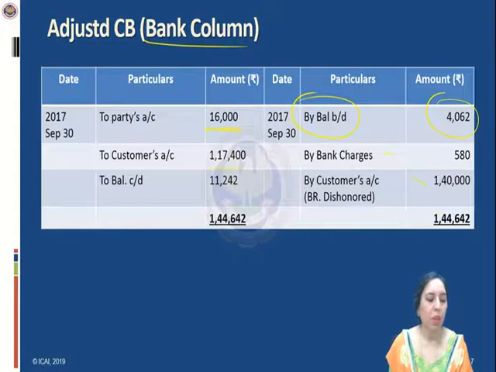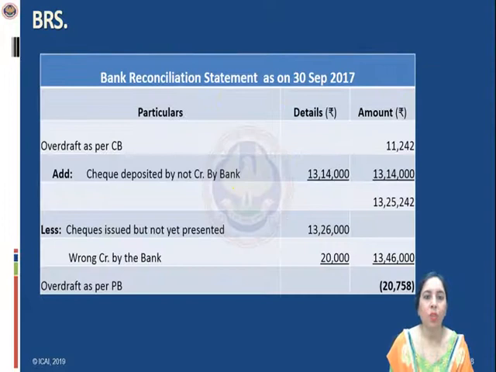After making all the adjustments, we get the closing balance as an overdraft of 11,242 rupees. After taking this balance into account, we will prepare the BRS, where only time lag entries or the entries which are specifically wrongly done by the passbook will be entered. So let's go through the solution.